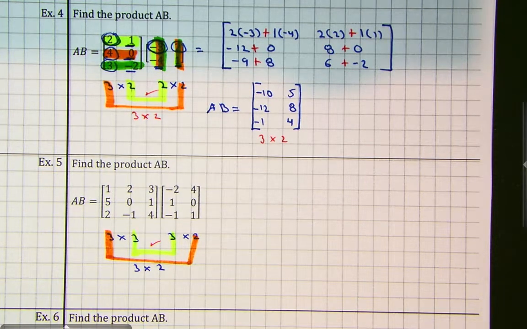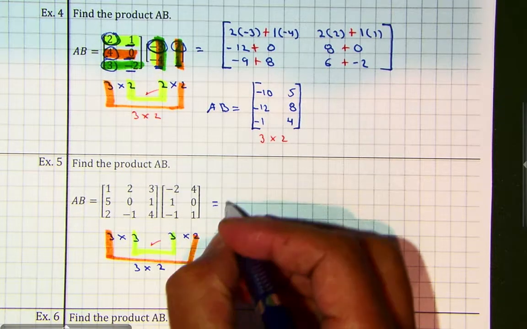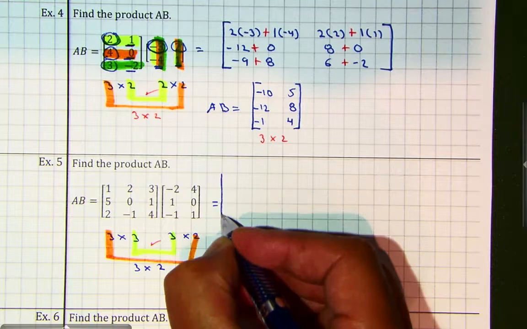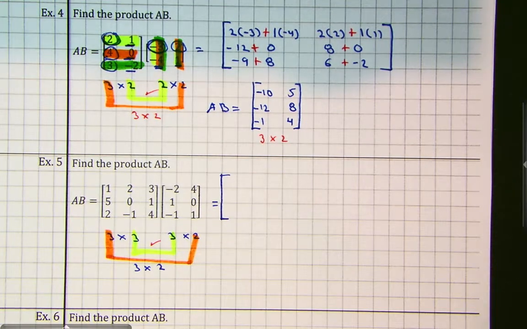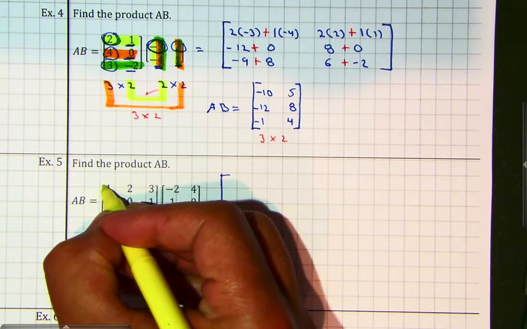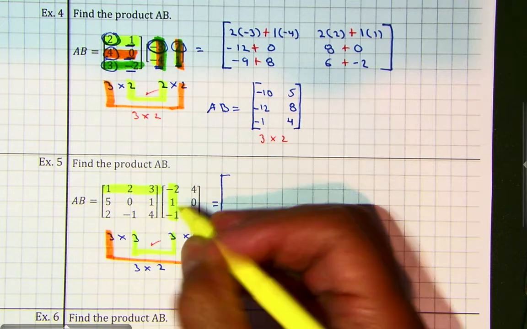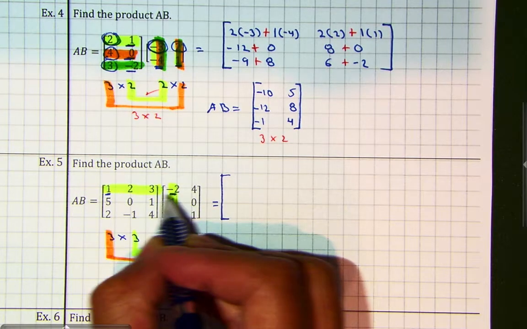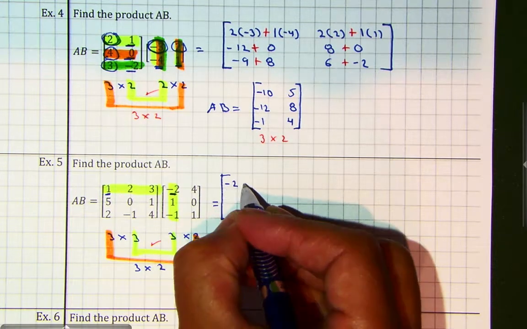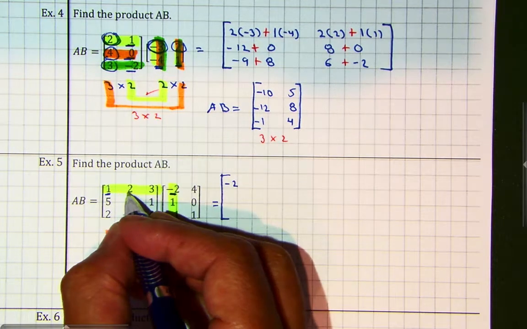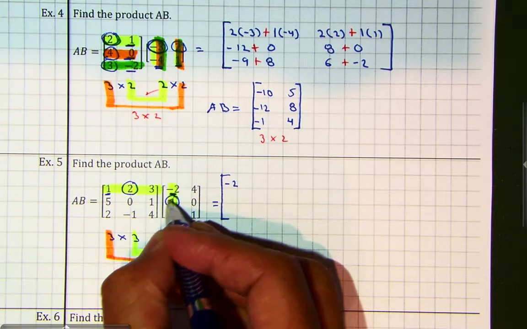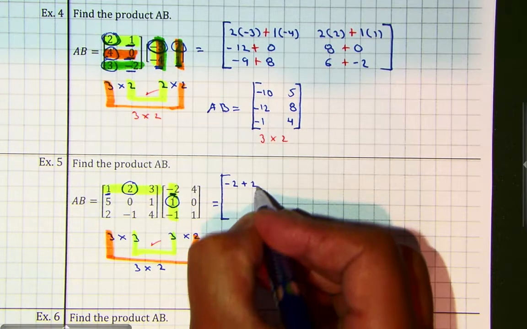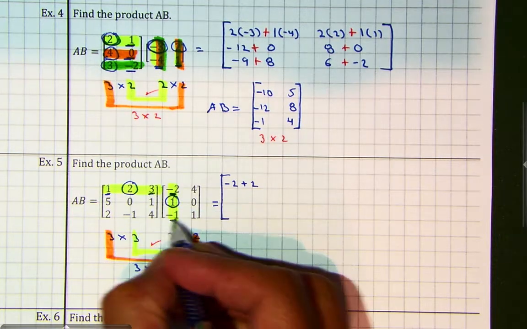And now we can set up a problem. So now it'll be equals, and it's going to be 3. So let me just make it 3 high. And now we're going to multiply the first row by the first column. The first number gets multiplied by the first number, so it'll be negative 2, plus the second number by the second number, so it'll be plus 2. The third number by the third number, so it'll be negative 3.